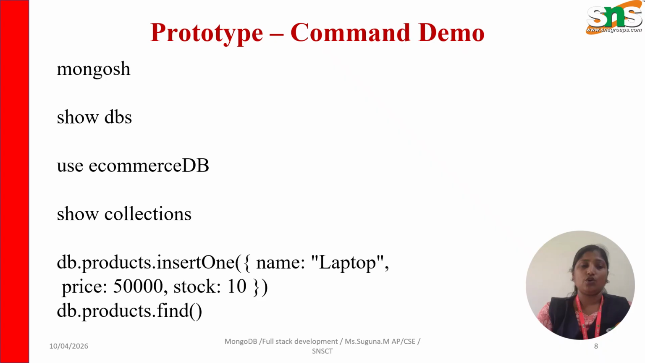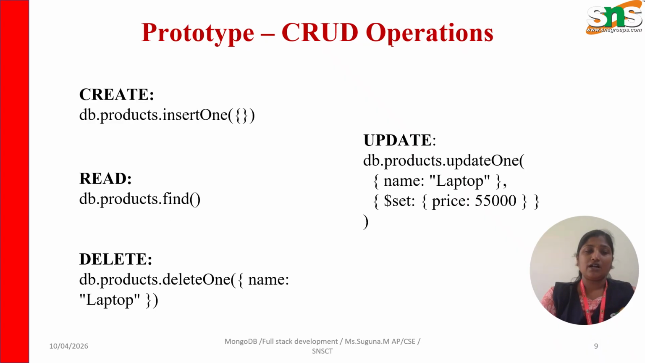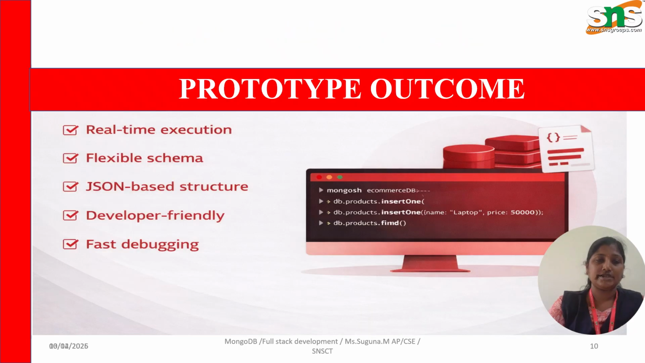CRUD operations. Mongo Shell supports full CRUD operations, that is create, read, update, and delete. Create is done by inserting data using the insertOne function. Read is done by retrieving data using the find function. Update is done by modifying data using the updateOne option, and delete is done by removing data using the deleteOne option. These operations form the core of a database management system.